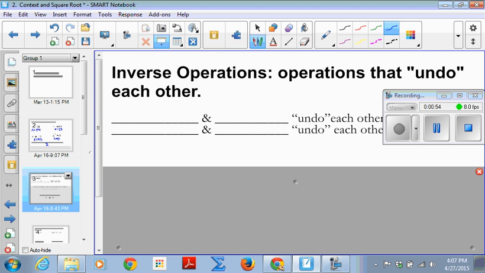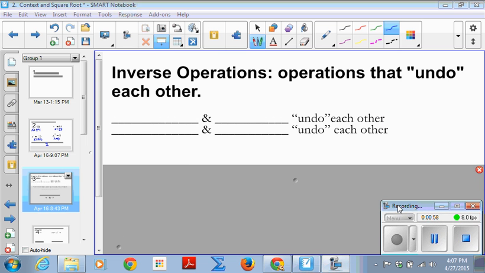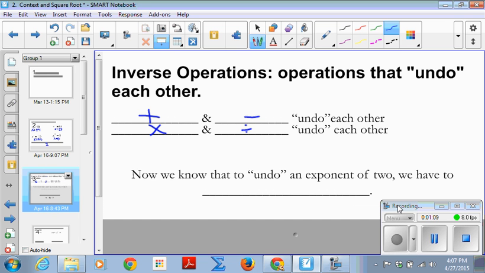So, a little bit of review of inverse operations. I'm going to abbreviate some things here. We know that in traditional equations, what we've seen so far is that addition and subtraction undo each other, the same way that multiplication and division undo each other. Now, to undo an exponent of 2, we're going to square root each side. And yes, I just made square root into a verb. We square root each side.